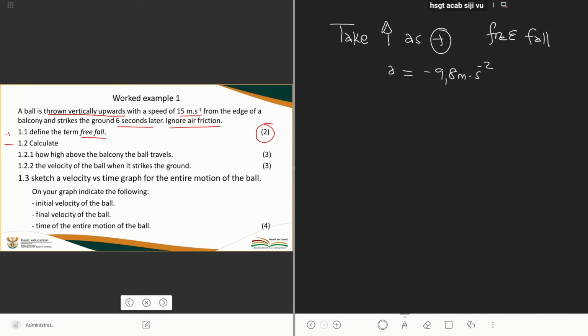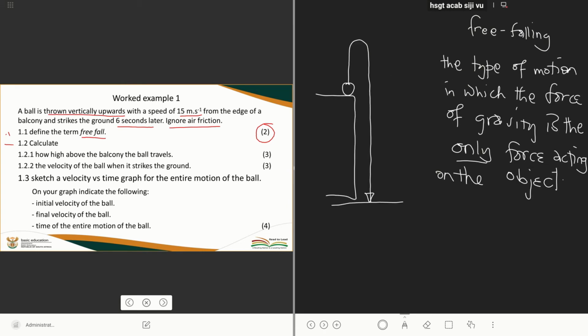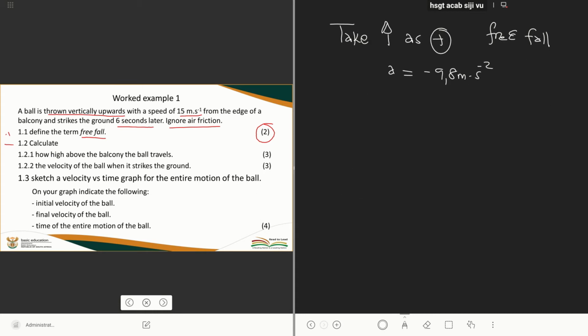Now, we must consider motion between any 2 points so that we are careful, because the 6 seconds is not just for upwards. The 6 seconds is for the entire motion of the ball from where it was projected until it strikes the ground, okay? Now, if we look at the scenario, we're given the time. So this is the time for the entire motion. So I'm going to say, consider motion from the point of projection, okay?